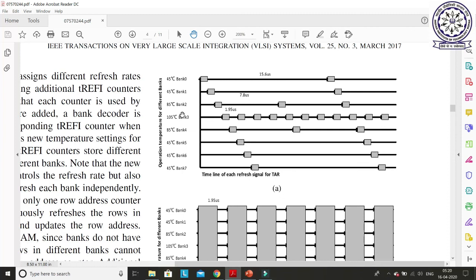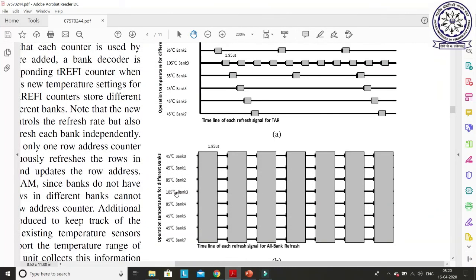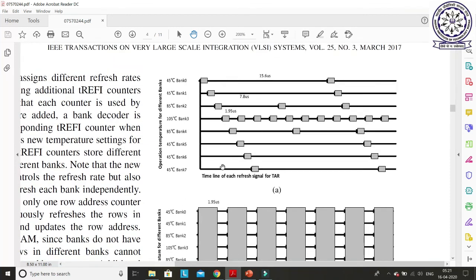So if we go for the normal DRAM concept, then we'll go for this type of design. That means all the banks in the rank will refresh simultaneously, and you can see that most of the time the entire rank is blocked. This is the blockage time. This is the free time where the read write operation is performed. You can see that 65% of the time the entire rank is blocked in the normal case. But if you go for this case, this is the proposed case. It is TAR. In TAR, only the bank which is operating at very high temperature is blocked for 65% of time. This is the advantage of this paper.